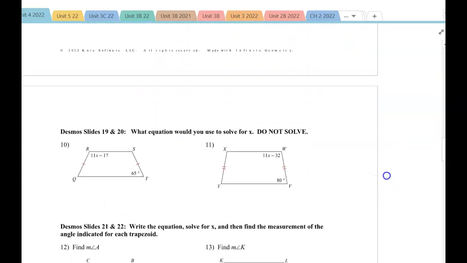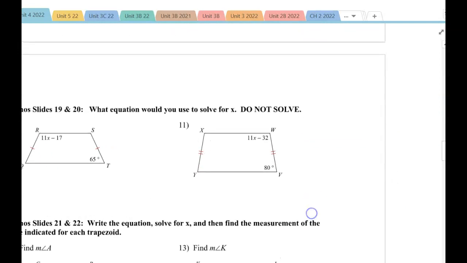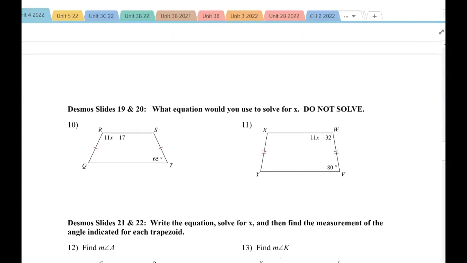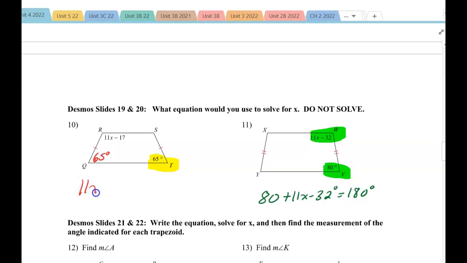Now let's look at some problems that involve some algebra. If we look at problems 10 and 11, I want us to write the equation for these two. Looking at number 11, these two angles are supplementary, and I'll come back to number 10. So 80 plus 11x minus 32 is equal to 180 degrees. In problem 10, since angle T is 65, we know angle Q is 65. That tells us 11x minus 17 plus 65 is equal to 180 degrees.